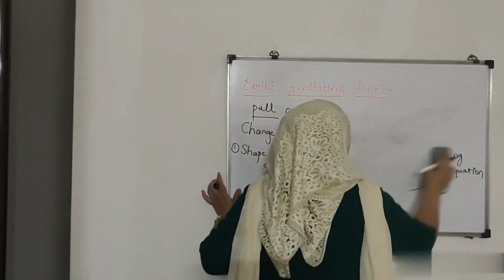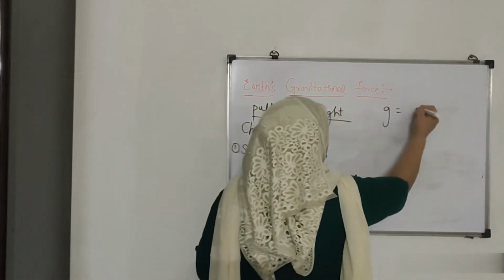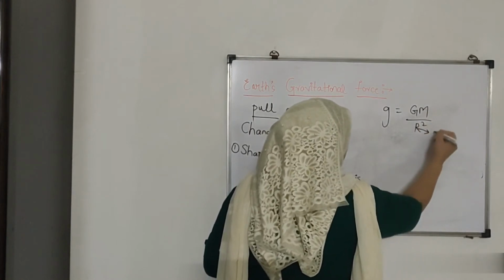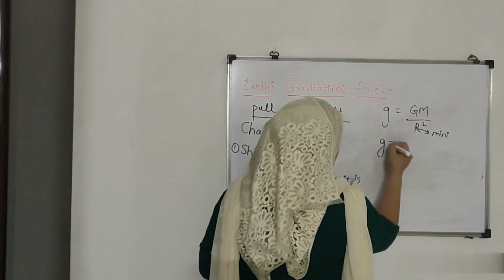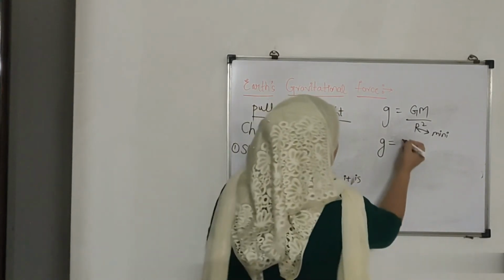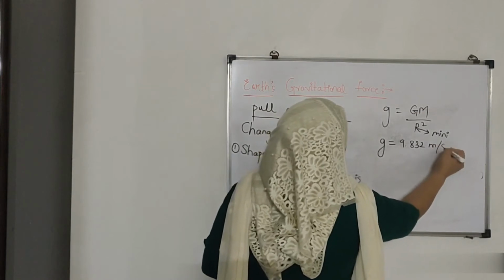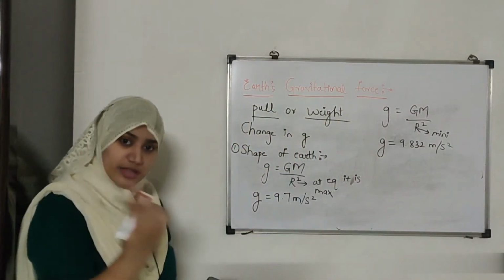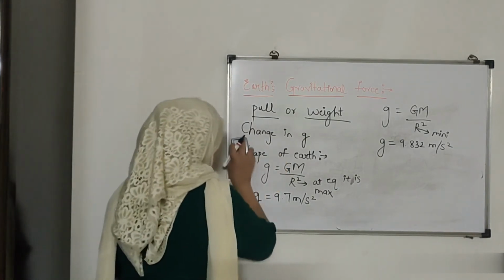Now at the poles, again g is equal to GM upon R square. At the poles the radius is minimum, so g is maximum at the poles, and that is 9.832 meter per second square. Like this it keeps on changing due to the shape of the Earth. This was a very small thing.